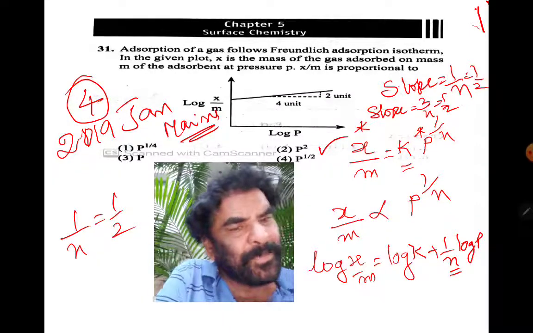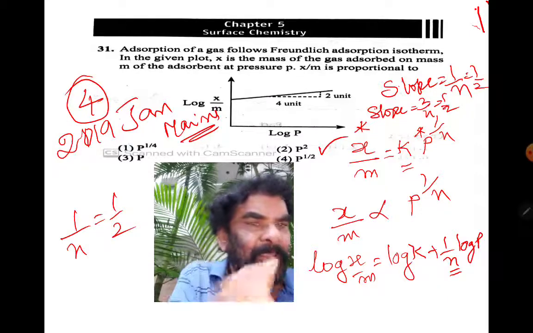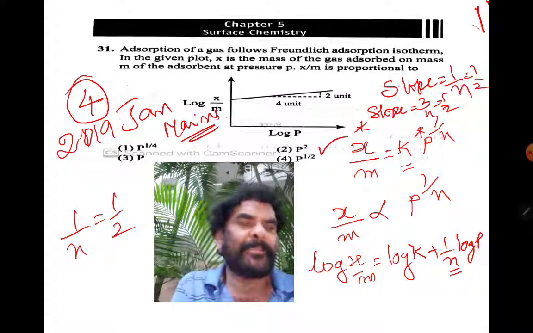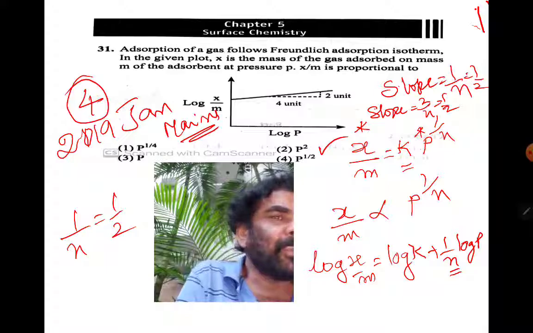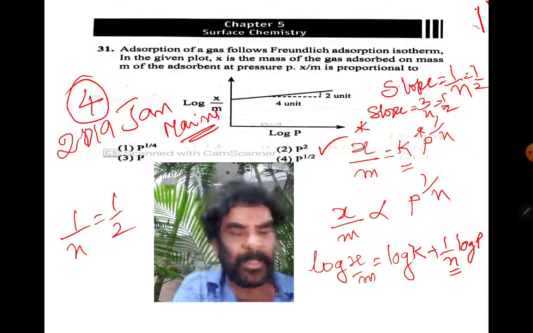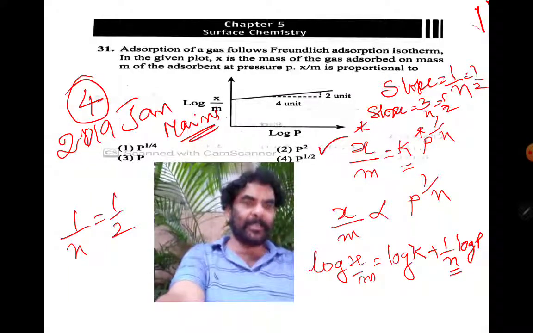Simple. First you should know the theory related to the topic. In chemistry, theory is important. Your thinking is not important. You should have the theory background. Without knowing the theory background, you can't do anything.